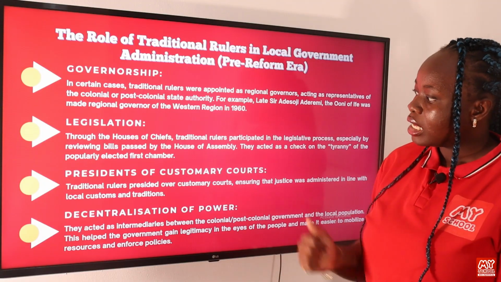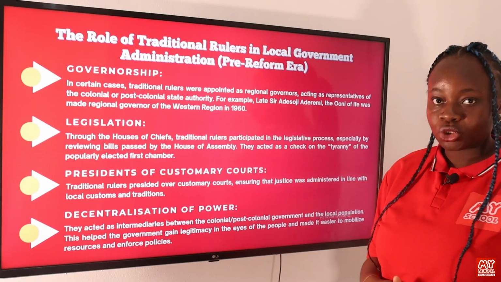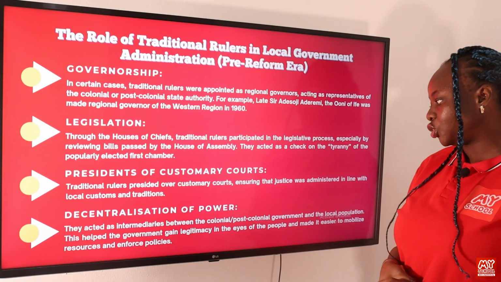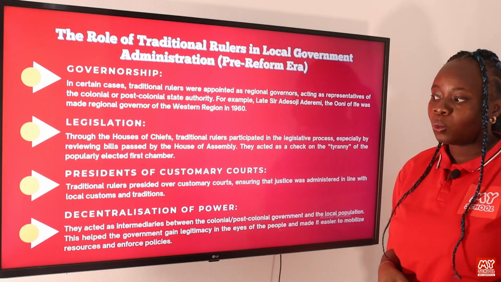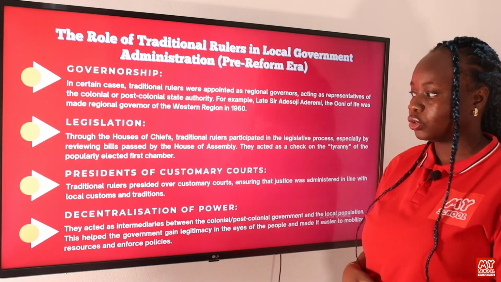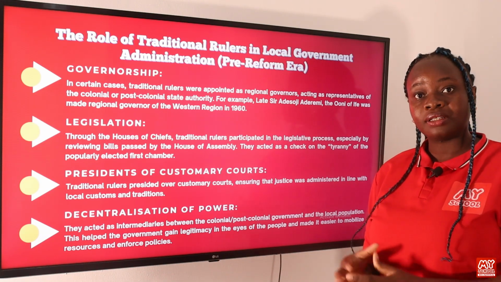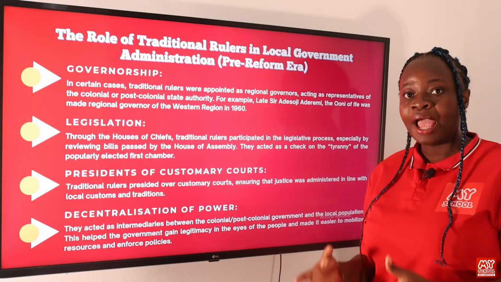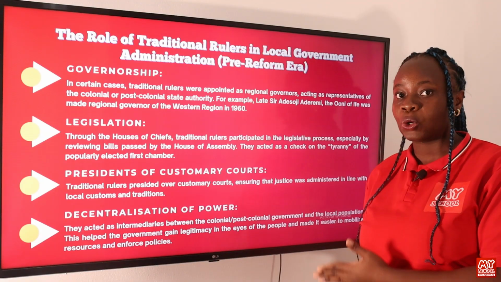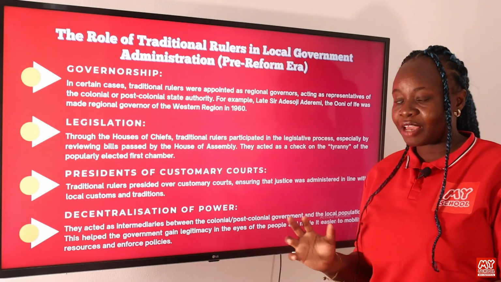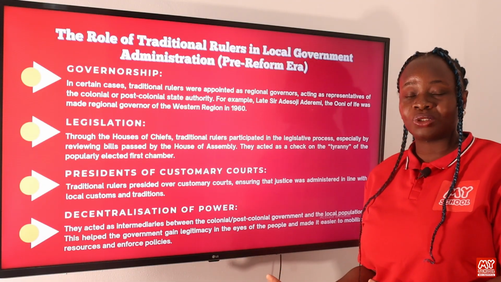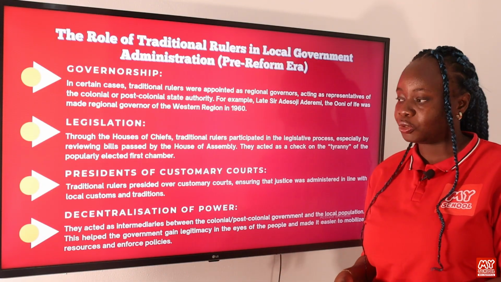Then they were also presidents of customary courts. Traditional rulers presided over customary courts and ensured that justice was administered in line with local customs and traditions. So customary courts were the courts at the local level. They were allowed to adjudicate cases based on the custom and traditions of the land. And so they became presidents of these courts. And sometimes the decisions made by these courts are binding on the people within that region.